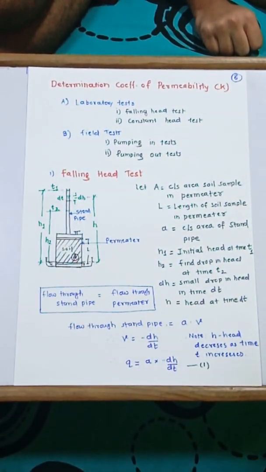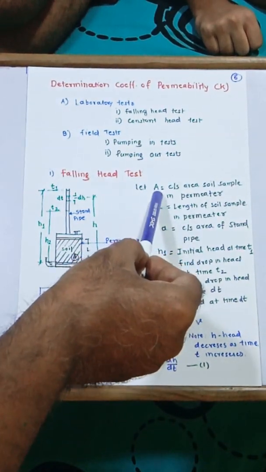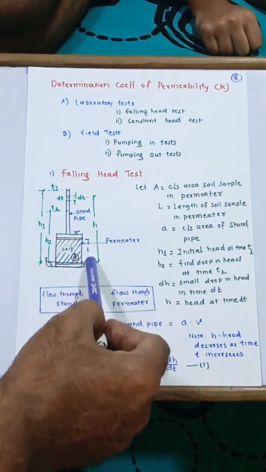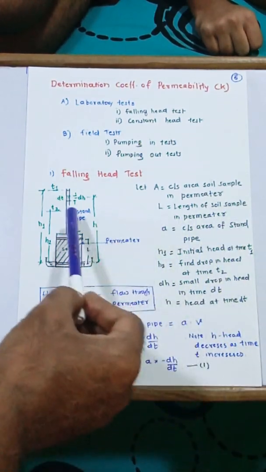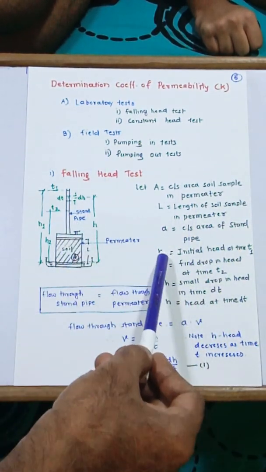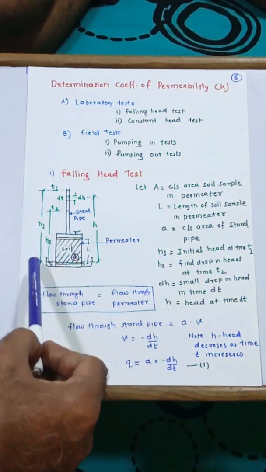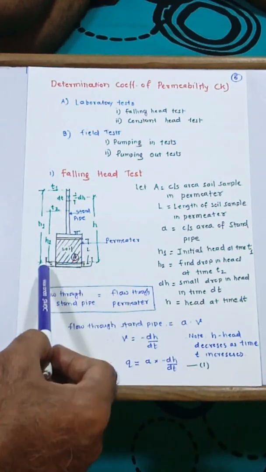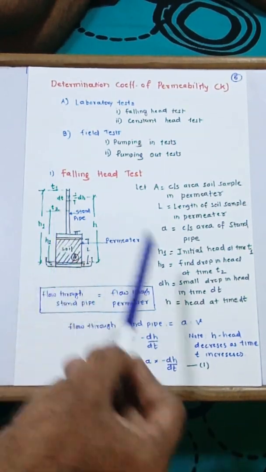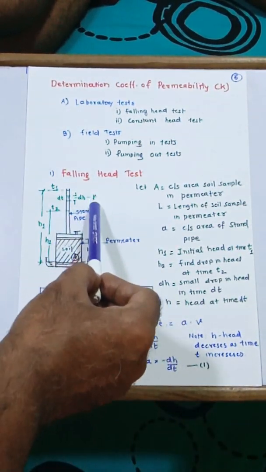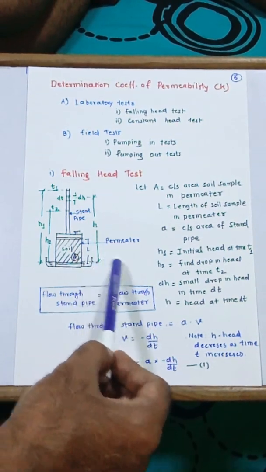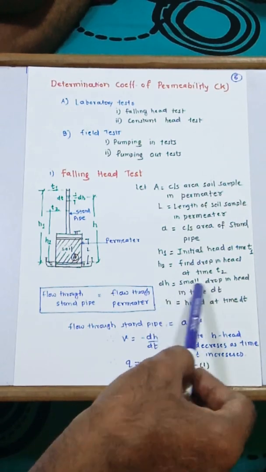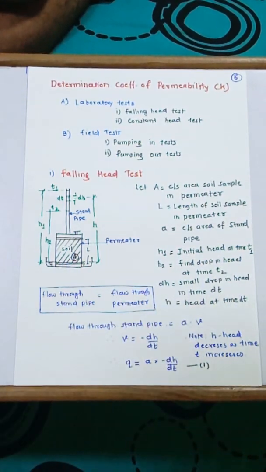Okay, so let A be the cross section area of the soil sample inside the permeameter. L is the length of the sample. a is the cross section area of the standpipe. h1 and h2 are the initial height and the final height. h is the height at any particular instance when we consider a small drop in head in a time dt.